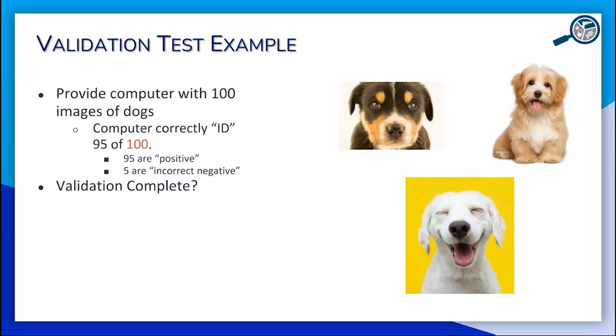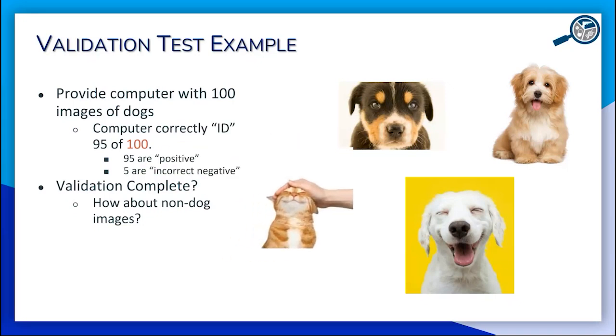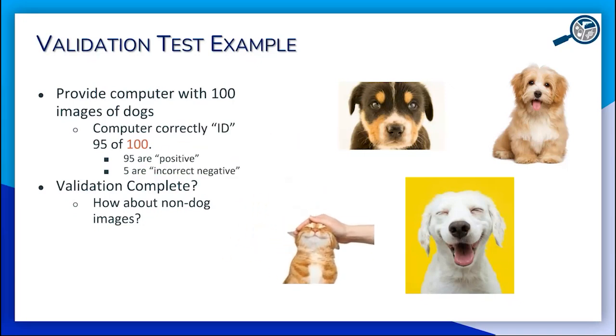Probably not. I think we also want to test it with something else, and probably non-dog images. So might consider, well, what's the opposite of dogs? Maybe we test it with images of cats. If you think about what is the purpose though, what is my computer going to be doing? Well, it's going to be crawling the internet. So it might not be provided only just cats, right? It might be looking at lots of images.